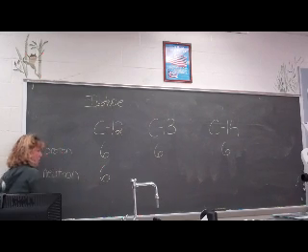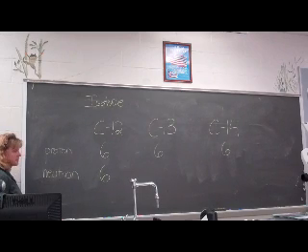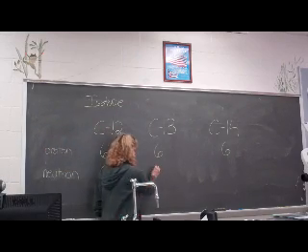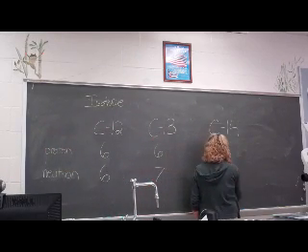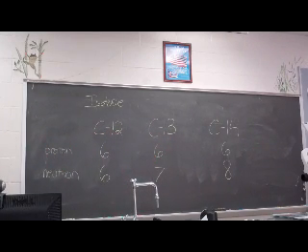So I automatically know that this particular atom has 6 protons and 6 neutrons, because 6 plus 6 is 12. Electrons don't count. How many neutrons over here? How many neutrons over here? Good. These are isotopes of carbon.